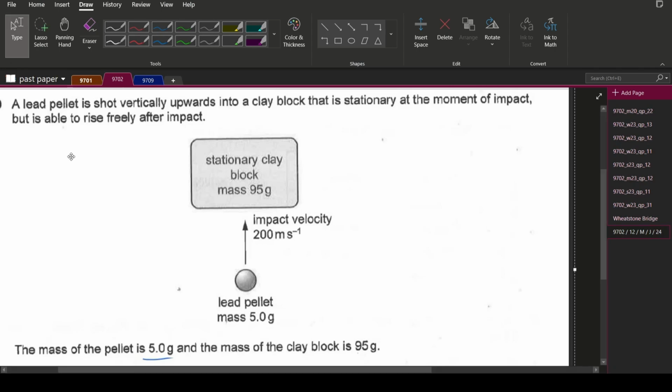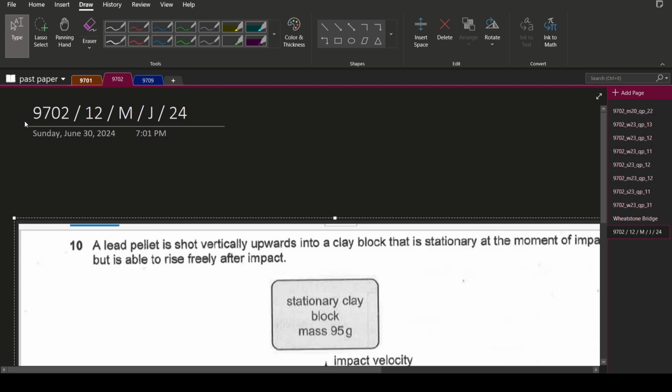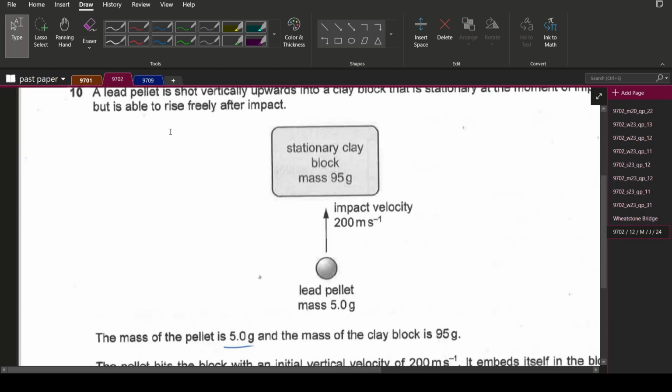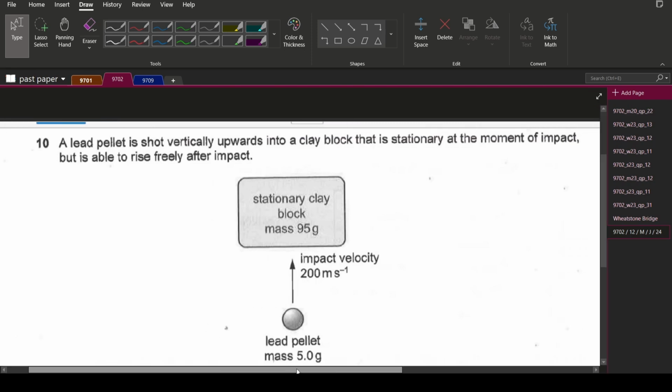So hello everybody. Today we are doing this interesting question from the latest physics paper 1, which is 9702, paper 1, May June series 2024. It is from the latest paper, and this question was one of the interesting questions from that paper. Although the paper came easy, this question might have confused many of you. So let's start reading the question.